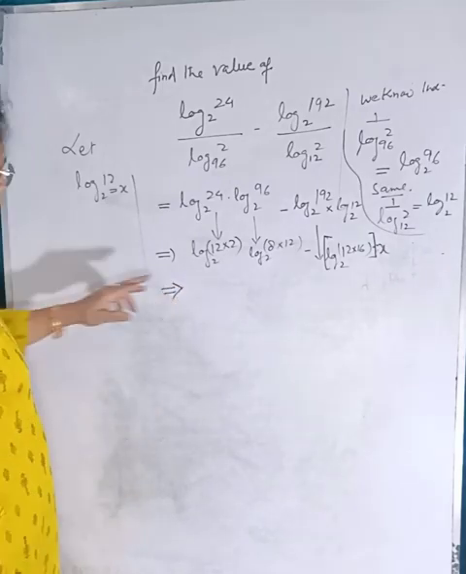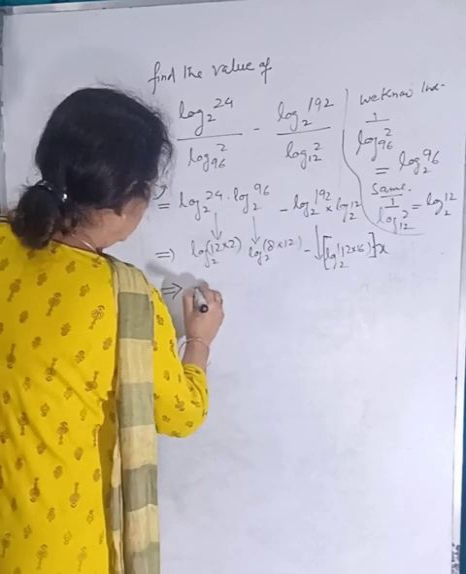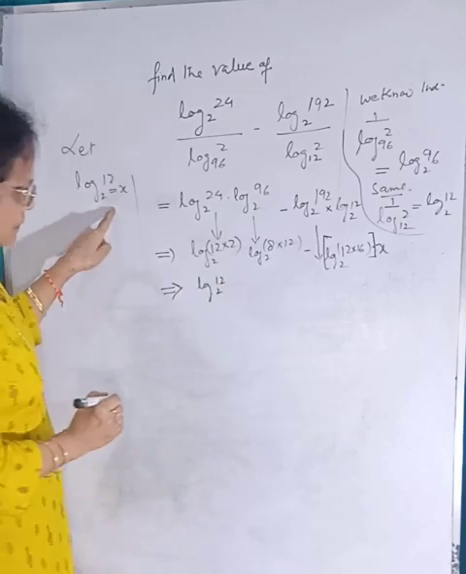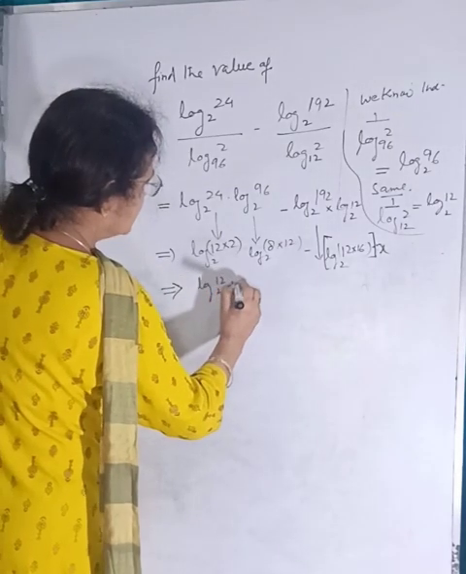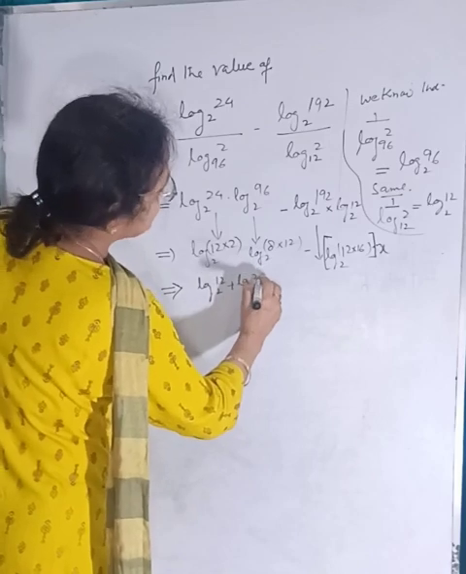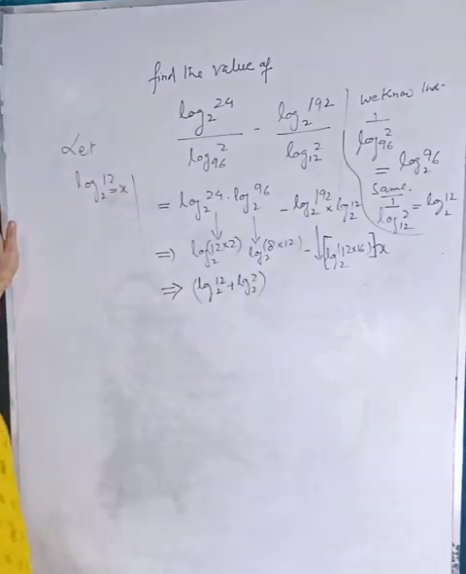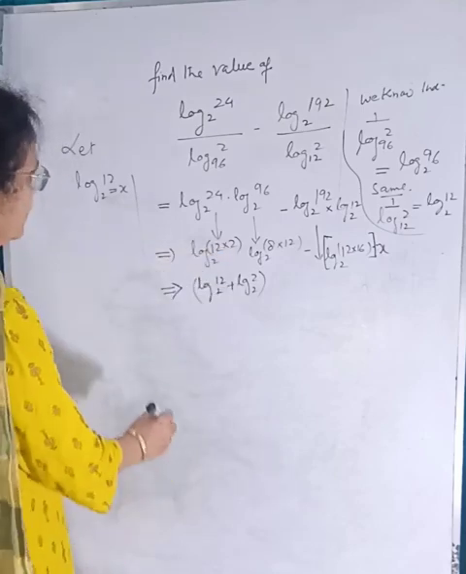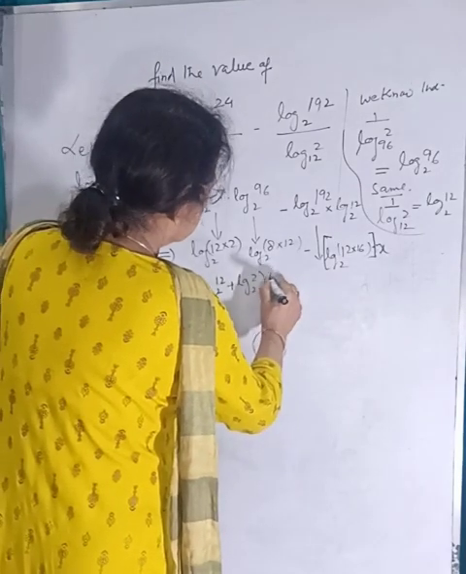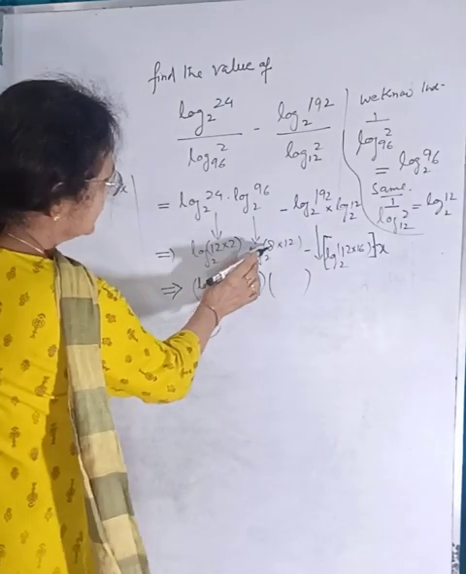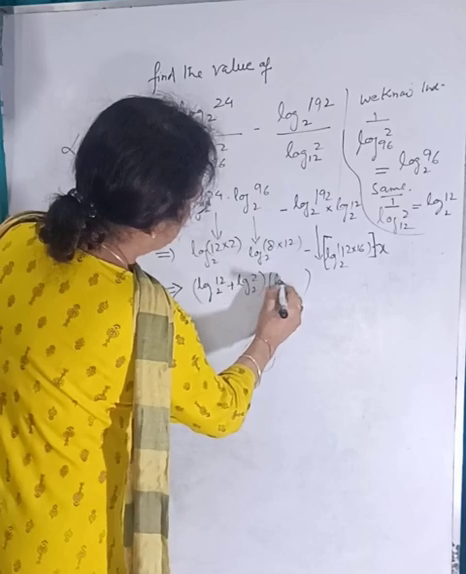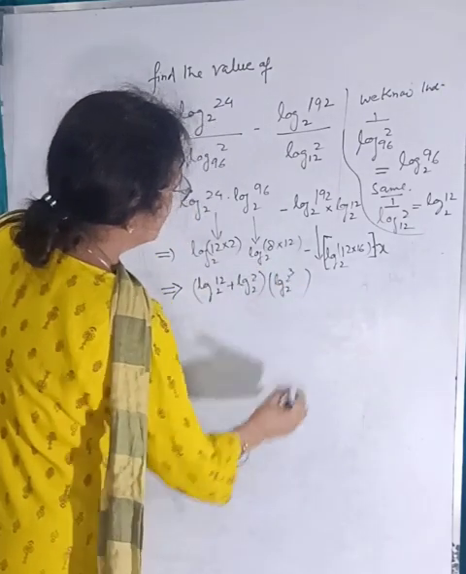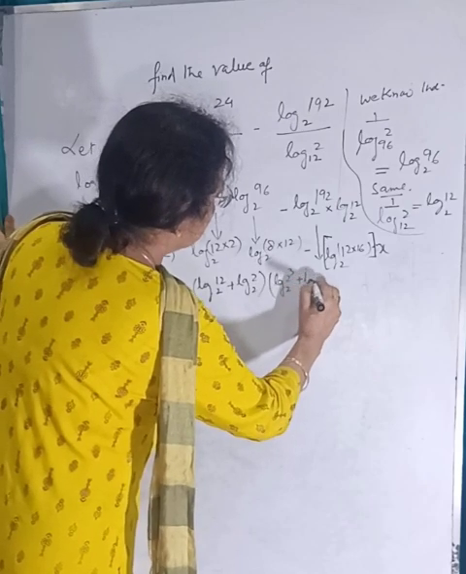अब क्या करें? इसको लिख सकते हैं log of 12 with the base 2, that is x, plus log of 2 to the base 2. इसको क्या लिख सकते हैं? इसको log of 2 to the power 3 with the base 2 plus log of 12 with the base 2.